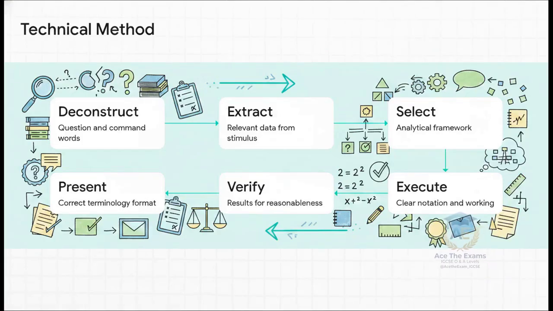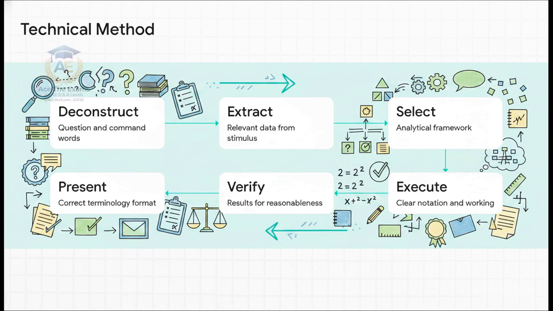So how did Alex and Sam resolve their debate? They self-corrected and actually agreed on this standardized 6-step procedural sequence to ensure they hit all 3 assessment objectives. Let's break it down. Step 1, deconstruct the question and those tricky command words we just talked about. Step 2, extract relevant data from the messy stimulus. Step 3, select your analytical framework. In this case, the strict rules of IAS 2.